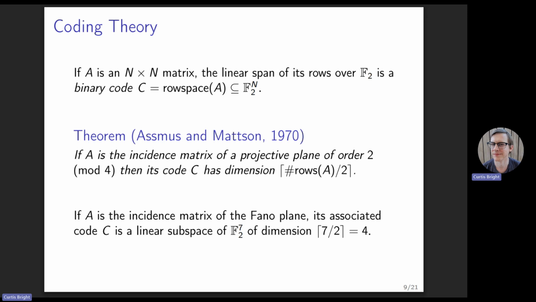Here's the first theorem, right, from Assmus and Mattson, 1970. So A is the incidence matrix of a projective plane of order 2 mod 4. Then the code has exactly dimension half the rows of A rounded up. So, Fano plane is order 2, so it satisfies this. And Fano plane has 7 rows in its incidence matrix. So by this theorem, the dimension of the Fano plane's code is going to be 7 divided by 2 rounded up, is 4. And so because it's so small, I can actually just give you the code.